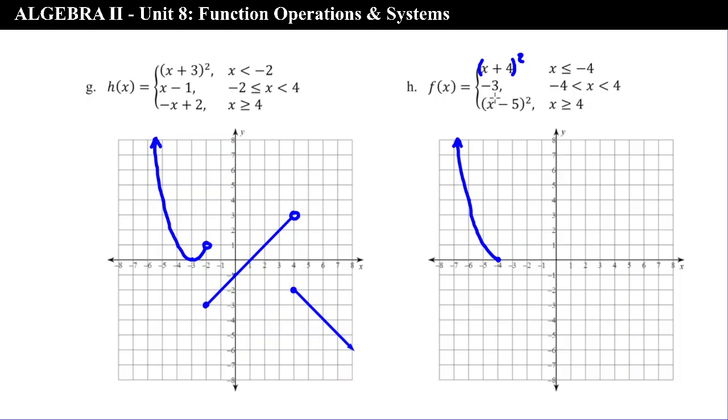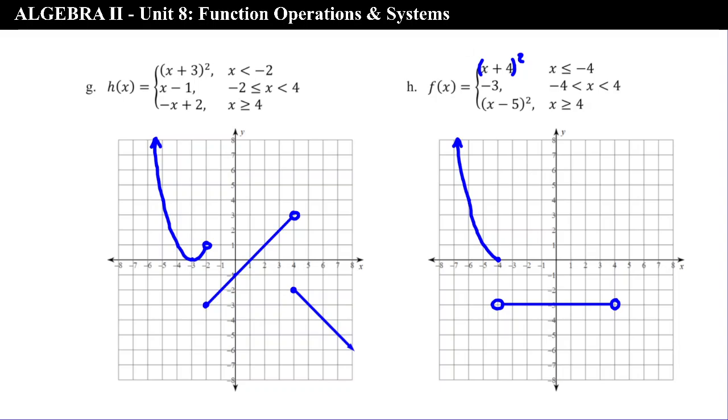Now let's go on to the next part. We've got a constant between negative 4 and 4. We're not including the ends, and it's going to be at negative 3. So here we're going to have an open dot, and then we're also going to have an open dot on the other end of it. And in between, we're just going to have a horizontal line.